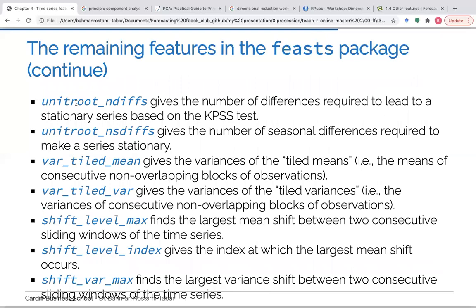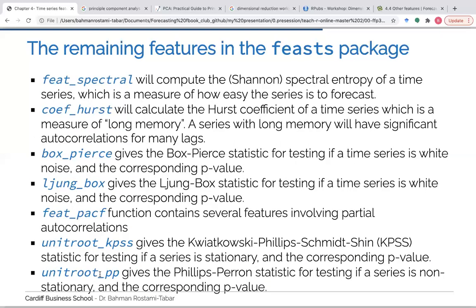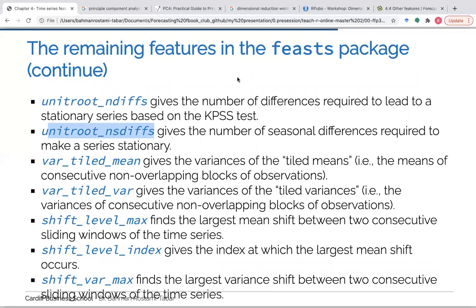So here we have unit root number of differencing, and then unit root NS differencing. This is something, again, related to these two statistics. And then here it will tell us about how many differencing you need to make your non-stationary time series stationary. This will tell us about the seasonal differencing, and this is just what we call a differencing, order 1 or many orders. So this will give us a single number, and so how many differencing you need.